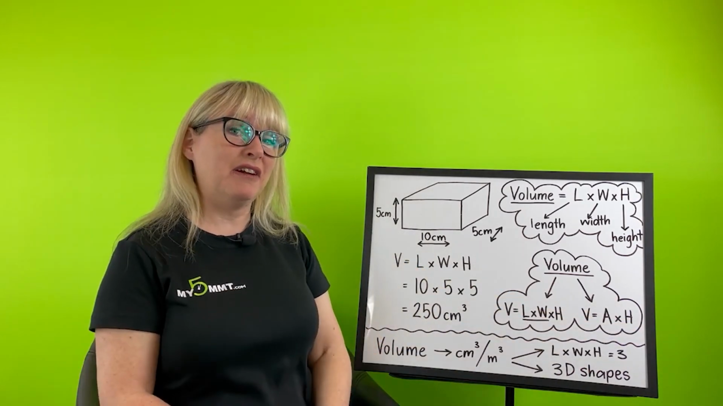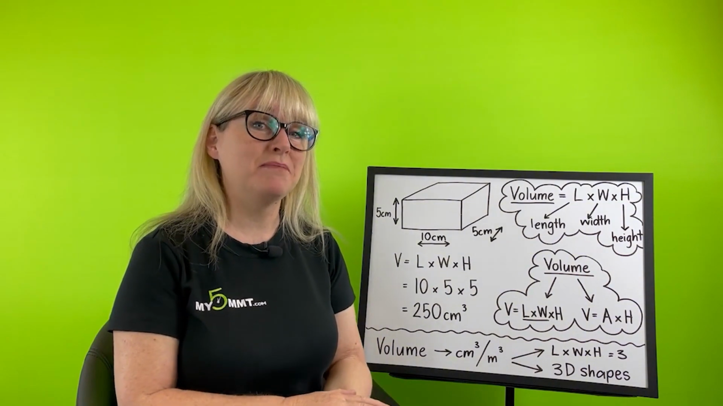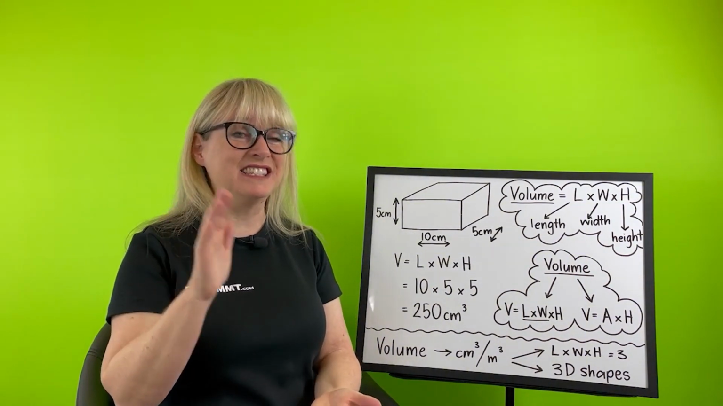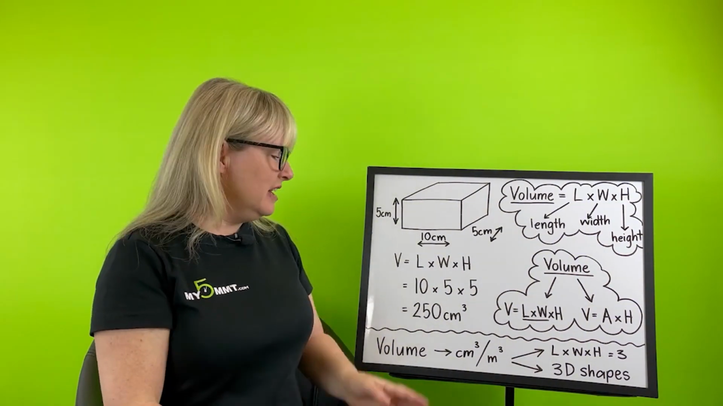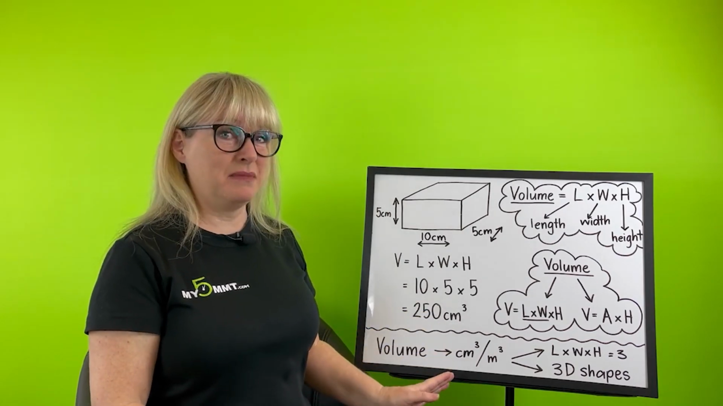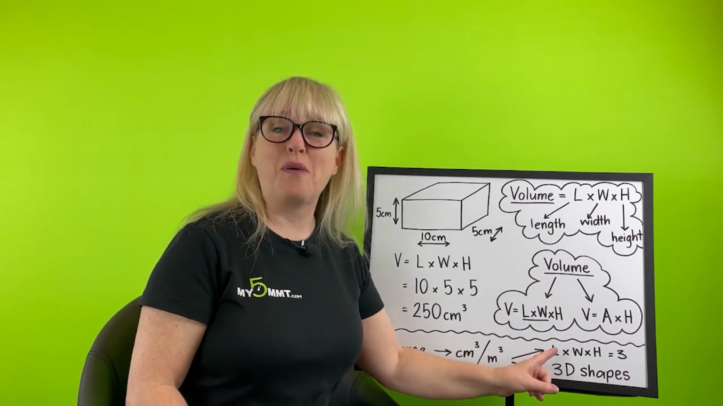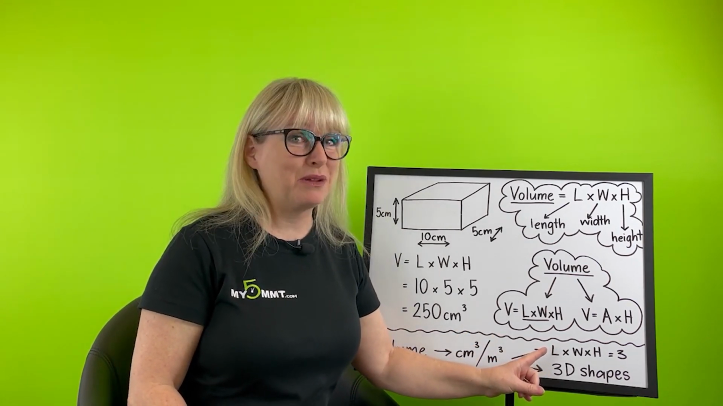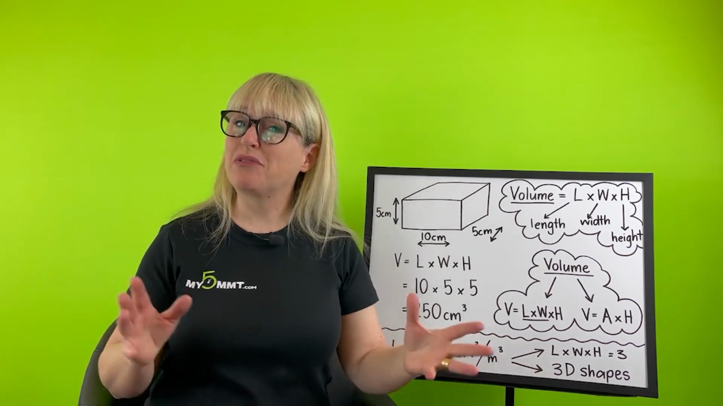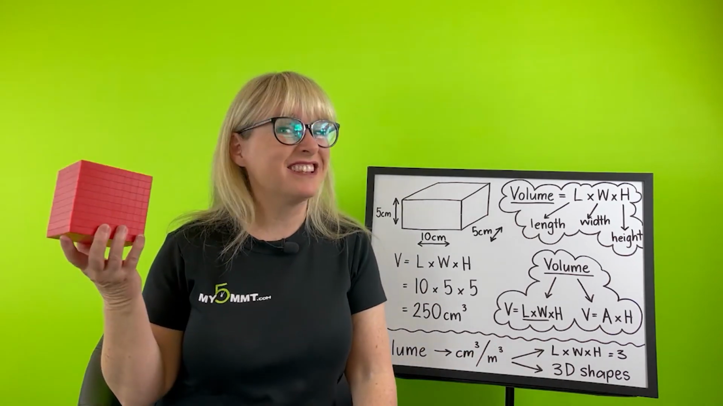If you know the area of a shape, you just need to multiply it by how high it is to work out the volume. So volume can be used for centimetres cubed and metres cubed. Don't forget, it's always 3 measurements that we're multiplying, and it's to do with 3-dimensional shapes just like this cube.